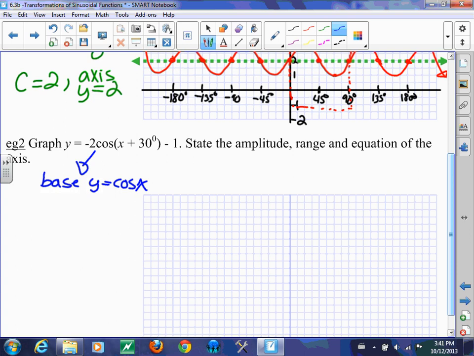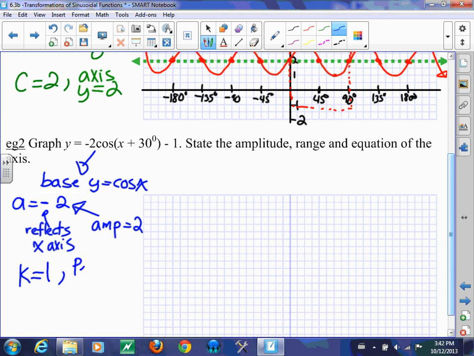Okay, so looking at this, ladies and gentlemen, what do we know? We know a equals -2. The negative tells us it what? Reflects the x-axis. Okay, but the 2 tells us the what? Amplitude. So amplitude equals 2. Okay, looking at k, k equals 1, because what's right in front of x is 1. Therefore that tells us that the period is 360 degrees. It doesn't change.